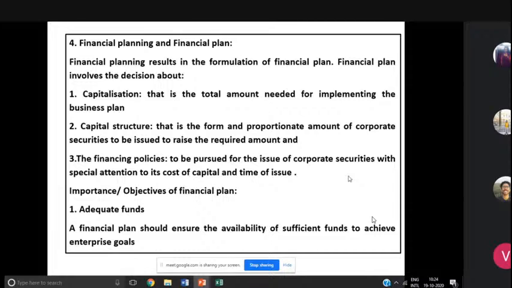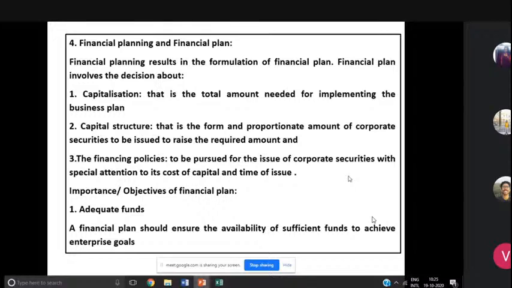Next, third aspect, financing policies to be pursued for the issue of corporate securities with special attention to WACC, weighted average cost of capital. It is the same as the cost of capital. And also the time of issue. When you take into account all 3 aspects together simultaneously, capitalization, capital structure, and financing policies, you call it what? Financial plan. I repeat, what is the definition?